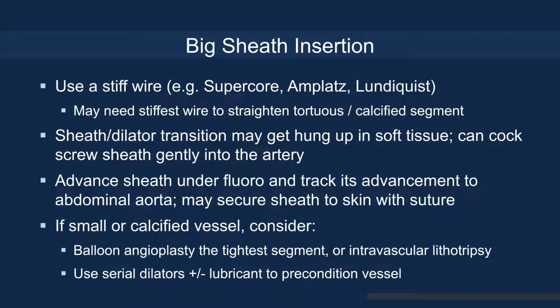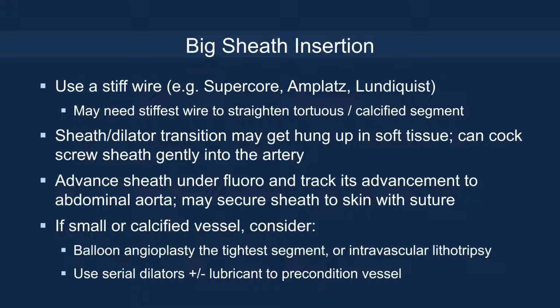If there's a big sheath insertion, you want to use a stiff wire, either Supracore, Amplatz or Lunderquist, if absolutely necessary for a very tortuous vessel. But you need to have the stiffest wire to straighten out the tortuous calcified segment. The sheath to dilator transition point may get hung up in the soft tissue, so you have to be very careful when you insert the big sheath. And you can corkscrew the sheath gently into the artery rather than just pushing it by force.